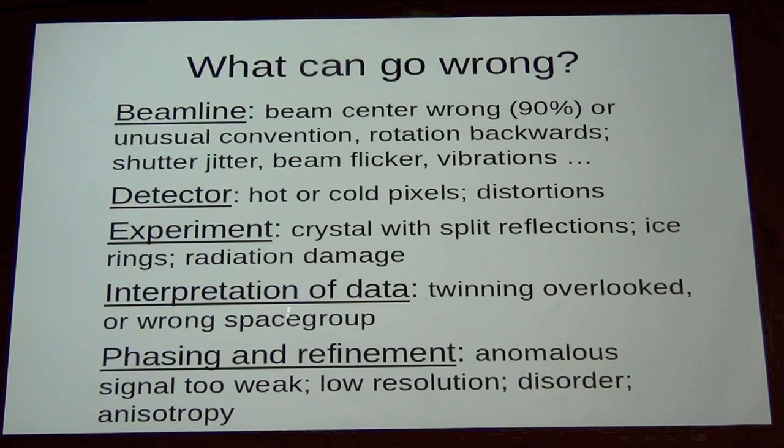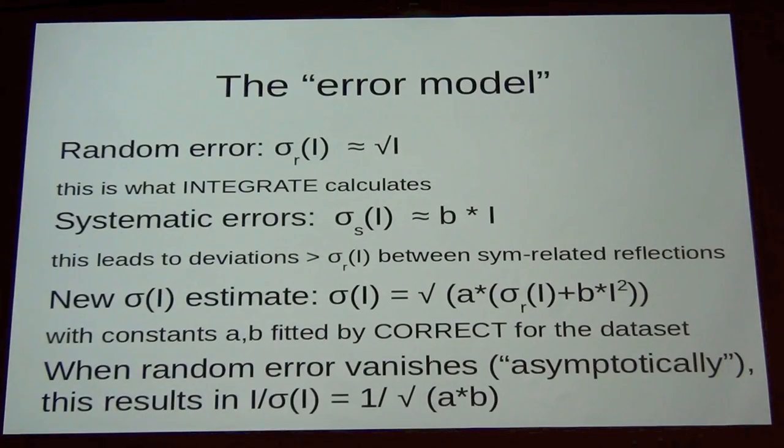Yeah. If I look close: twinning overlooked, wrong space group, everything that can go wrong will go wrong eventually. And sometimes in phasing or refinement, you find that your anomalous signal is too weak, and then you might have to redo your experiment. But it's important to get the right diagnostics from data processing, and I've been talking about statistical indicators in the morning, and I would like to present one more important quantity.